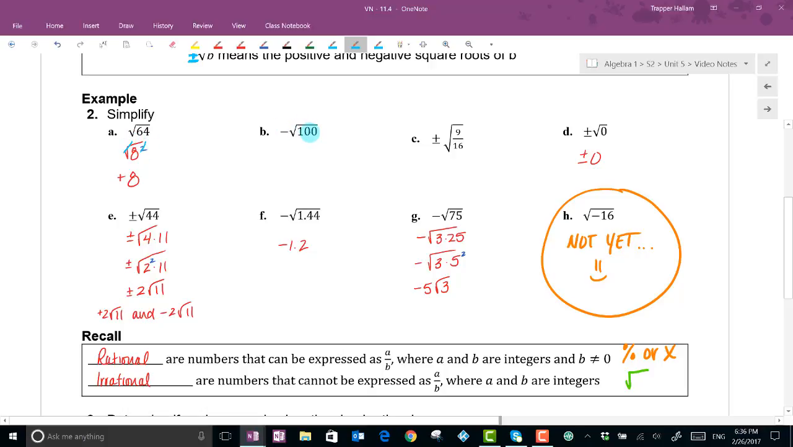Here's one that's negative. We already saw the square root of 100, so we know what that's going to be, right? Square root of 10 squared. Those cancel, so we get negative 10 as a result. But notice, very importantly, the negative is on the outside.